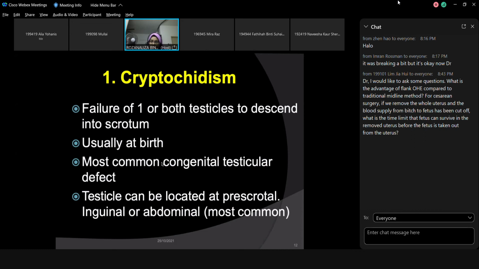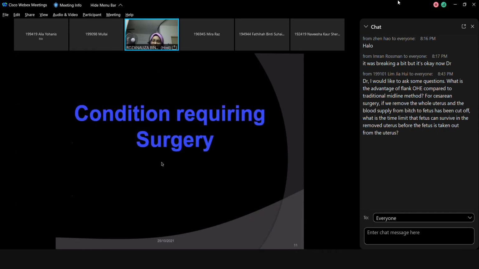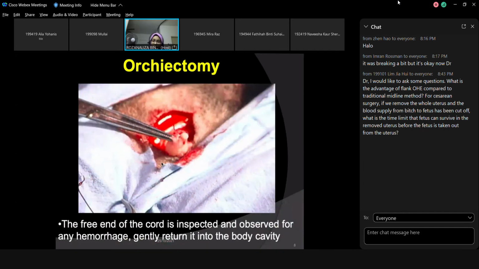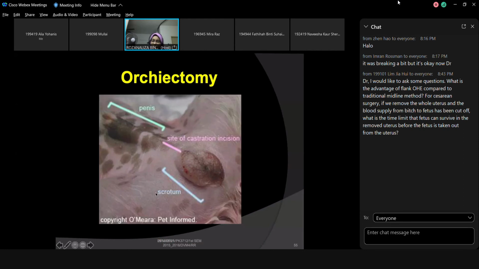So the owner might not be happy. You quote like 100 and end up with like 300-400 ringgit. So it is very important. Once you identify this is a cryptorchid patient, you must find, or at least know, where the cryptorchid testis is retained. It can be retained in the abdomen, at the inguinal region, or at the side of the penis. It's very funny, sometimes you can find it everywhere around here.